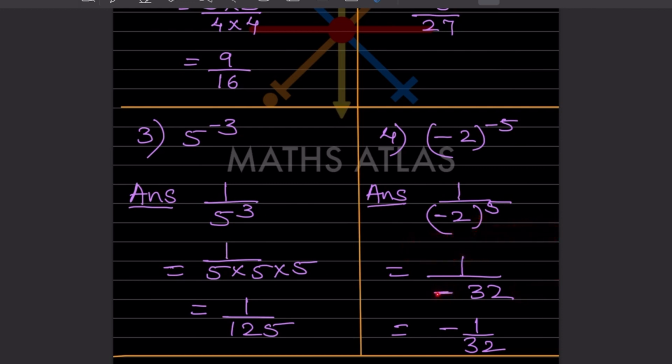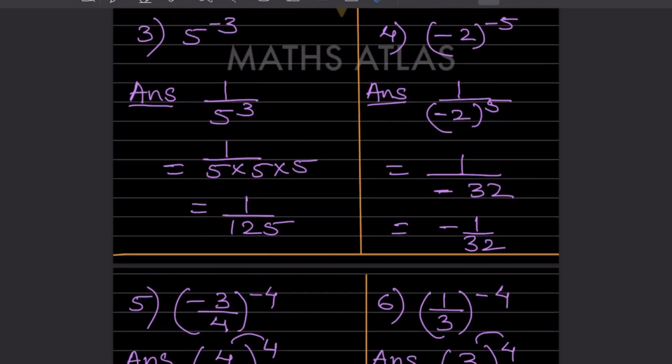Now this negative is here in the denominator, and the numerator 1 is positive. So negative, positive becomes negative. So you can also write that negative here. Both are the same. You can write it in any way. So you can write this answer, or you can write this one, both are the same.